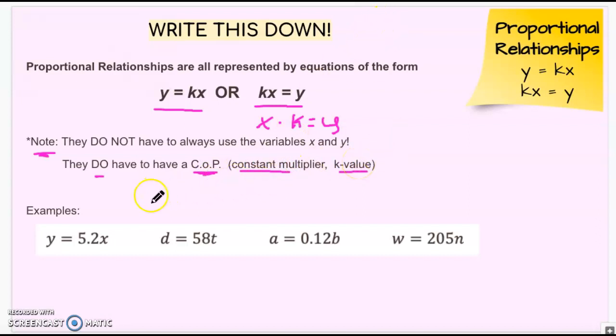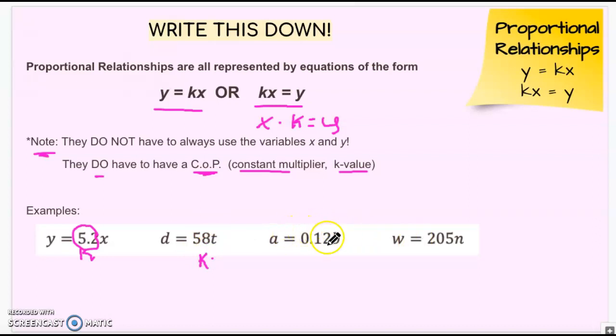Here's a few examples. This is an equation that represents a proportional relationship. Y equals K times X, our K value is 5.2 here. D equals 58T. Not Y and X, but it follows y equals kx. 58 is our constant of proportionality here.